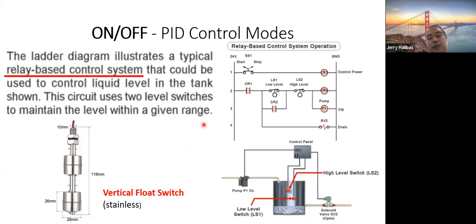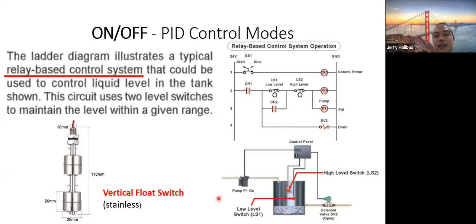Okay? I hope you still remember this, since it was covered in the previous class. But we're going to review this one, and this time it has a new design. Particularly, guys, if it is a food grade system, it will require a vertical float switch made of stainless steel. At the same time, it is high temperature. Stainless steel is suited for high temperature. So, okay.